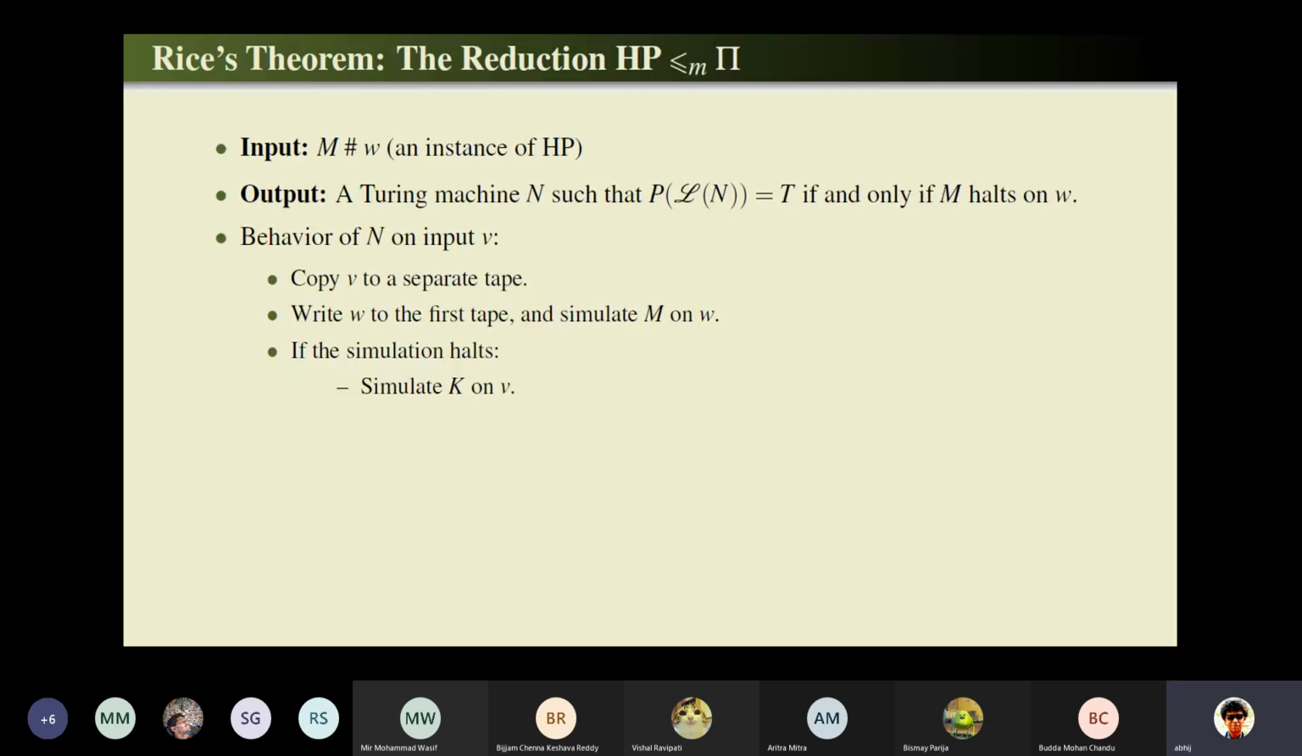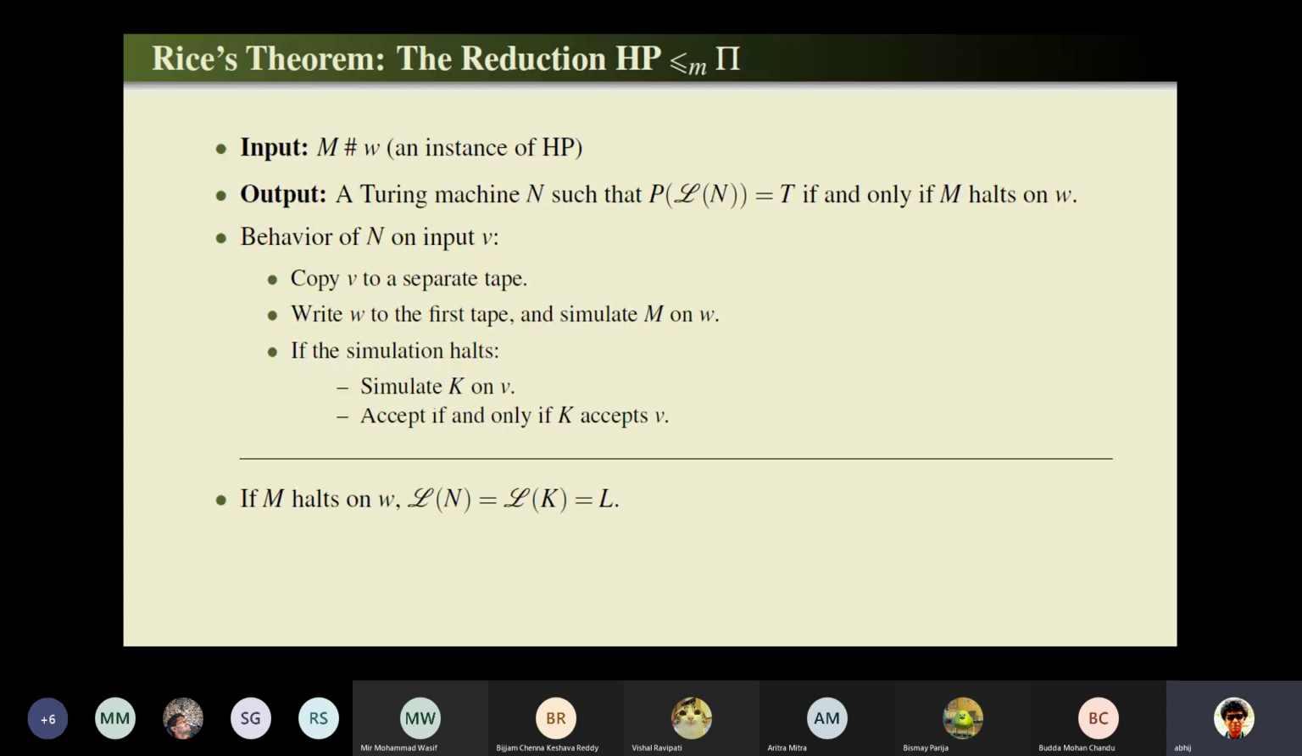And this simulation is just a blind simulation. If K accepts, accept. If K rejects, reject. If K loops, loop. Okay. This is a blind simulation. So accept if and only if K accepts V.